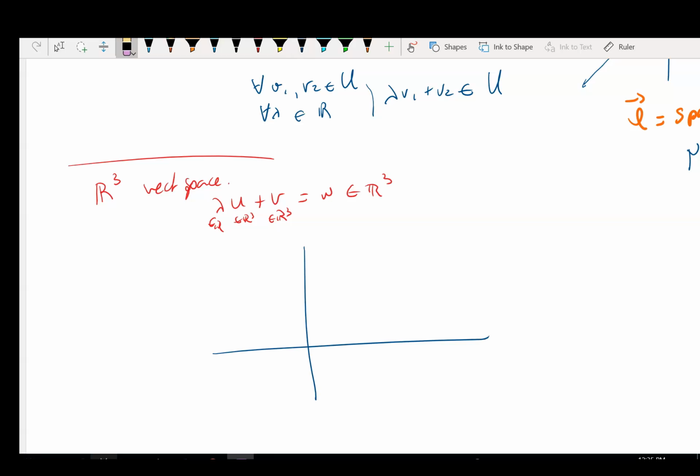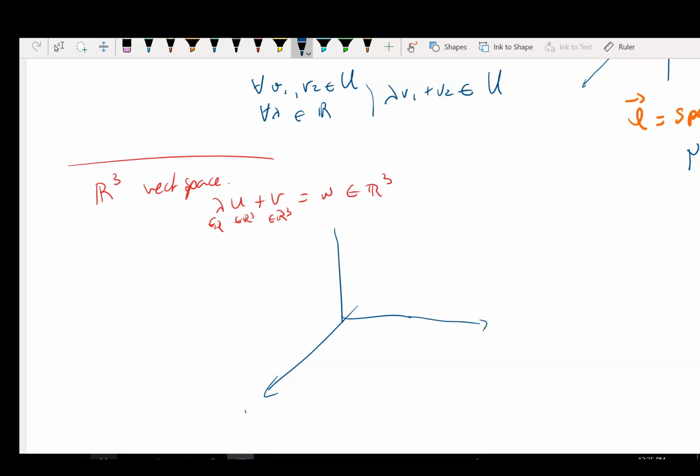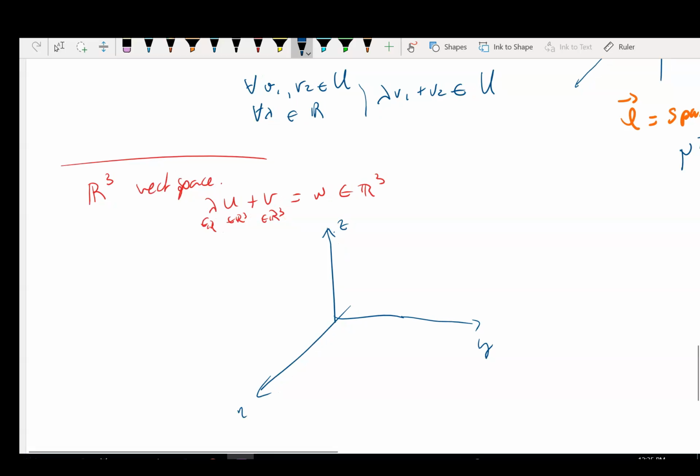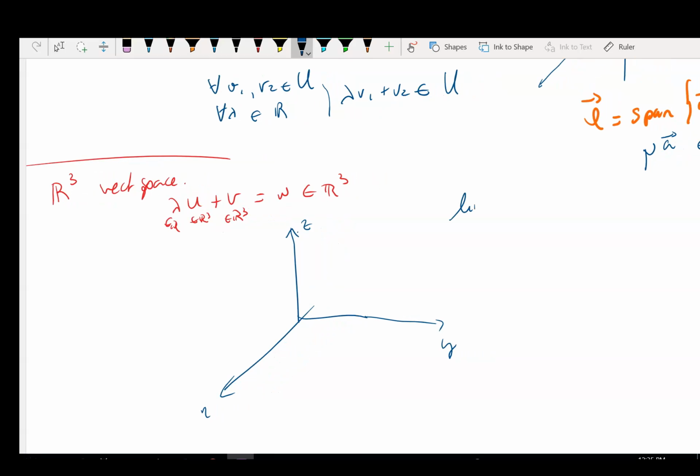Well, I should try to draw my three axes: X, Y, and Z. Okay, so maybe we can begin with the trivial ones. Trivial linear subspaces of R3: the trivial one, again, the (0, 0, 0) element. If I keep it alone, that can be a vector space, all right? Of course, R3 is a vector space.